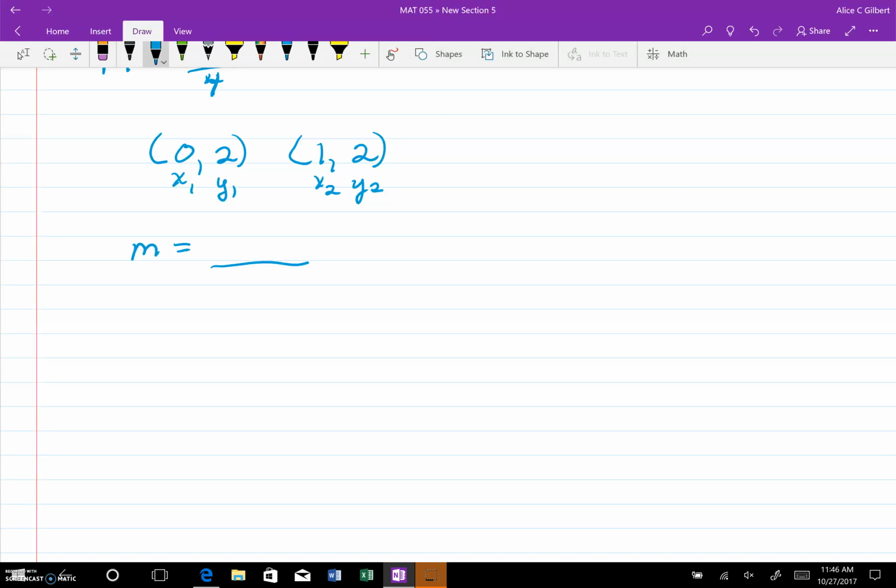Let's do this again. y sub 2 minus y sub 1, over x sub 2 minus x sub 1. Now this is going to be 0 over 1. Well, any 0 over anything is 0. Oh, and remember I told you in the introduction that when slope is 0, this is a horizontal line.